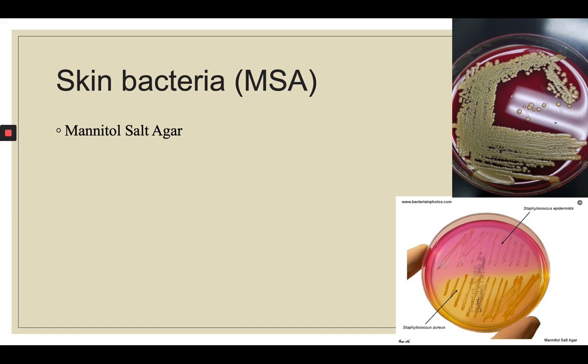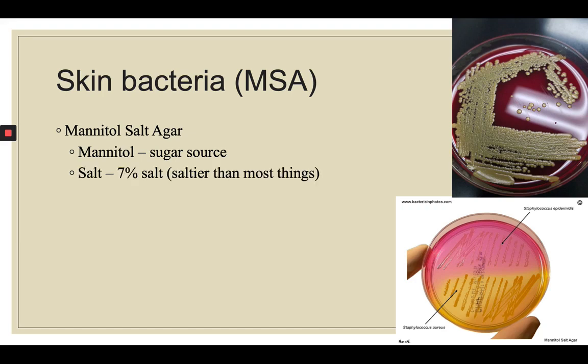So some bacteria plates that we would be growing normally are called mannitol salt agar, or MSA. And let's just break down what's in it. There's mannitol, which is a type of sugar for the bacteria to eat. There's salt. It's 7% salt, which is saltier than most things. It's even saltier than the ocean. And then it has agar in it, which solidifies it into that flat surface.